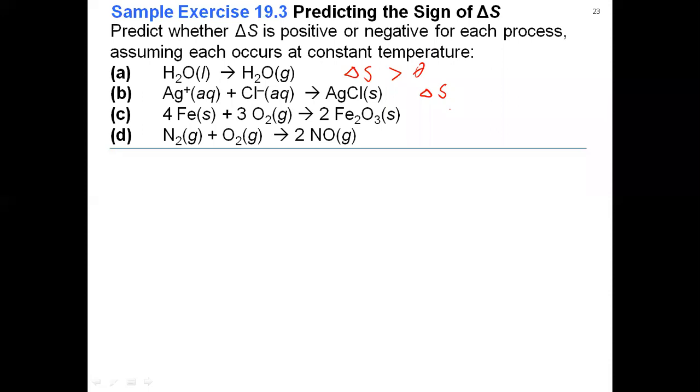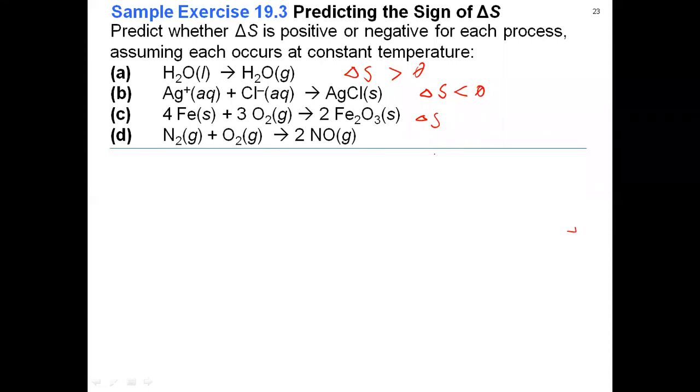In the second reaction, we have Ag plus ion in aqueous solution and chloride ion in aqueous solution, then they become a solid. So you kind of go from liquid to solid, so your entropy should decrease. Therefore, delta S should be less than 0. Right. So then question C. Let's see, what will be the sign for delta S?